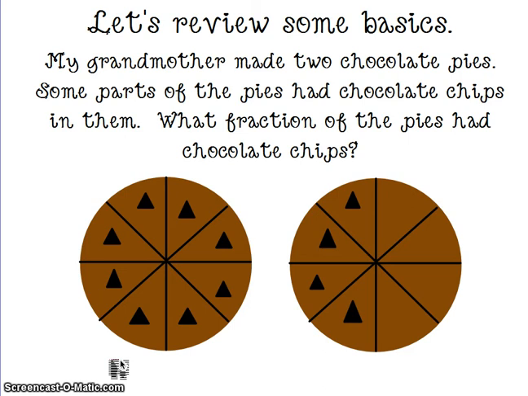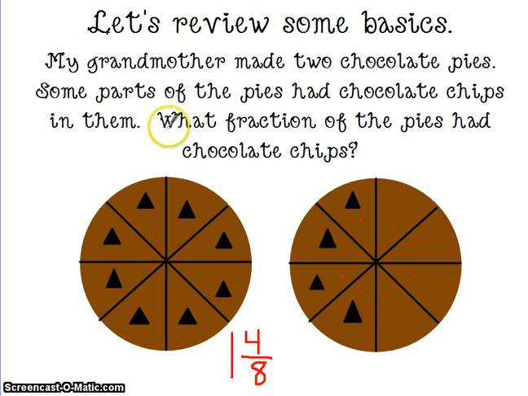My grandmother made 2 chocolate pies. Some parts of the pies had chocolate chips in them. What fraction of the pies had chocolate chips? Okay, when we look at this pie right here, I can see that every single slice has chocolate chips. So therefore, this pie is one whole. But when I look at this pie over here, I see that not all of the pieces have chocolate chips. Only 4 of the pieces have chocolate chips out of a total of 1, 2, 3, 4, 5, 6, 7, 8 pieces.